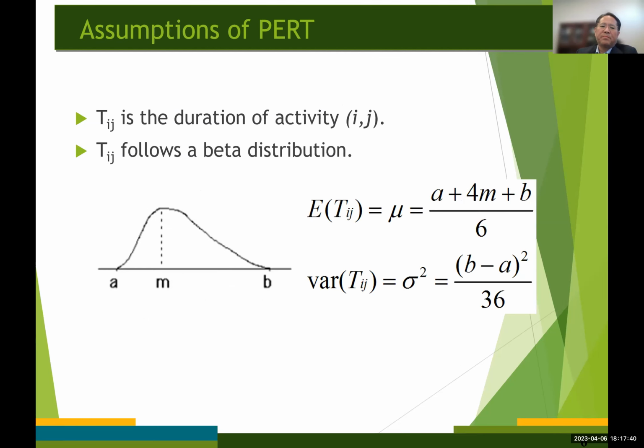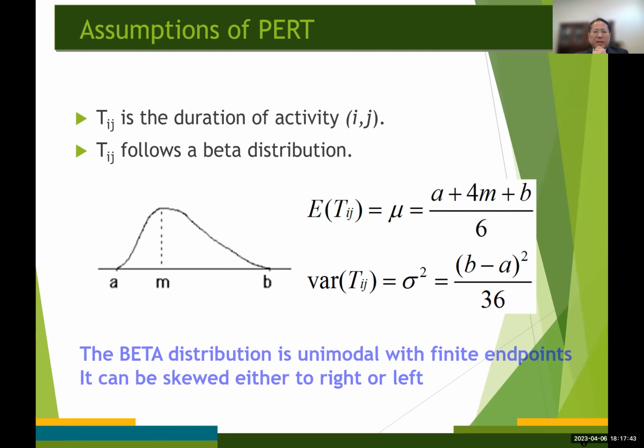And one of the most important assumptions of PERT is that the duration of an activity is a random variable with beta distribution. So if the activity's duration follows a beta distribution, then it can be shown that the mean and variance of the activity's duration may be approximated by these two formulas. Okay? These two formulas.